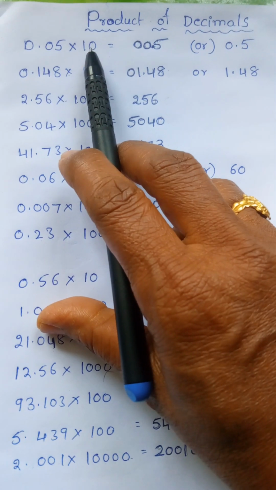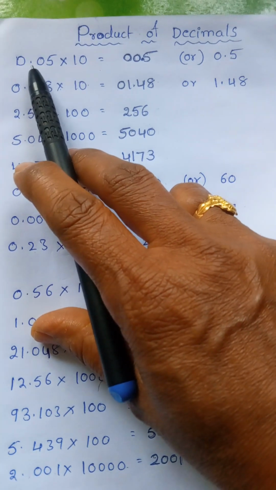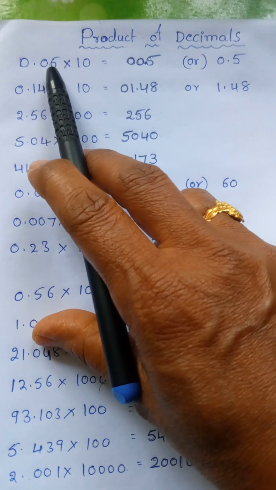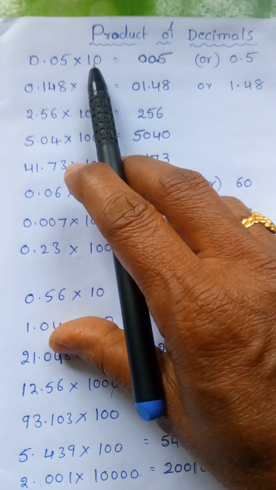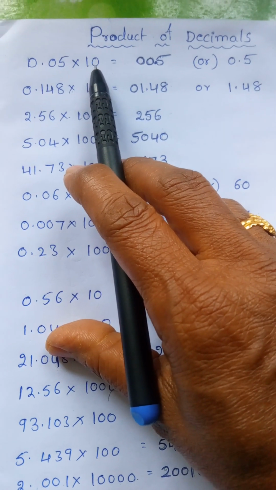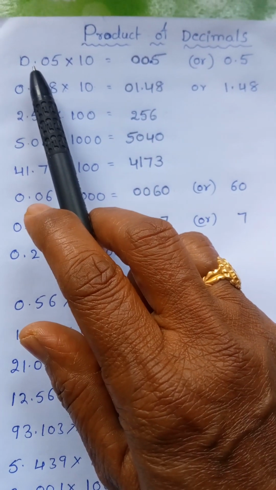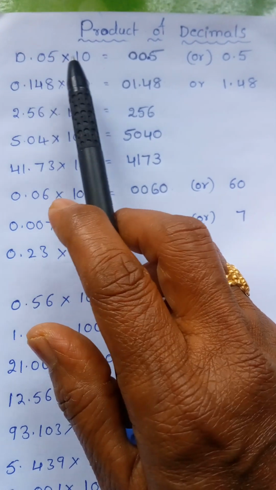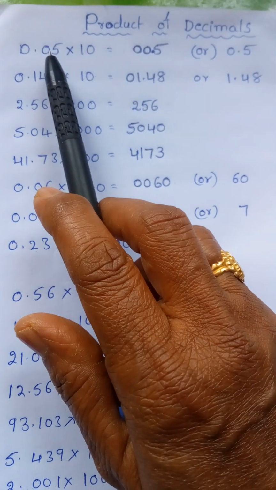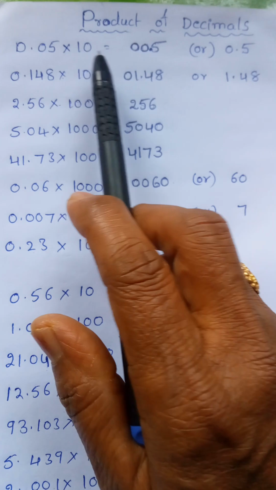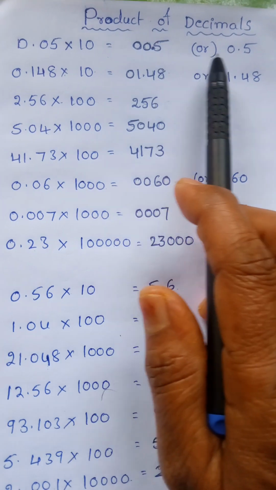0.05 into 10. Whenever we multiply with 10, the decimal point moves one digit from left to right. Why? Because there is a 1 and a 0 in 10. In the question, there is a 0 before the point. So whenever we multiply with 10, the point moves one digit to the right side. In the answer, it is 0.5.